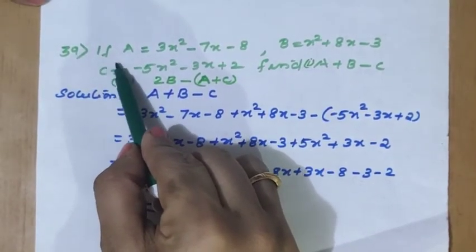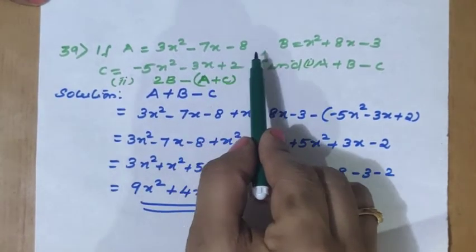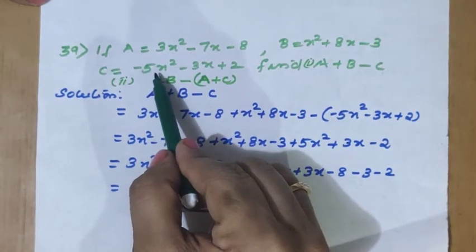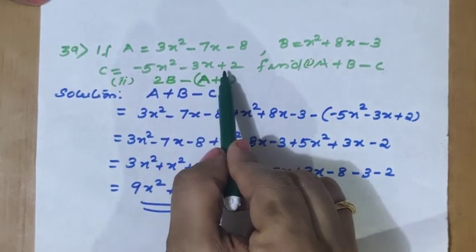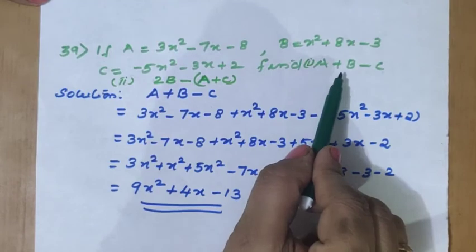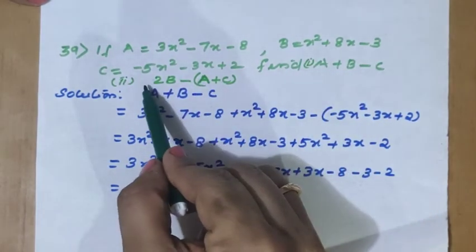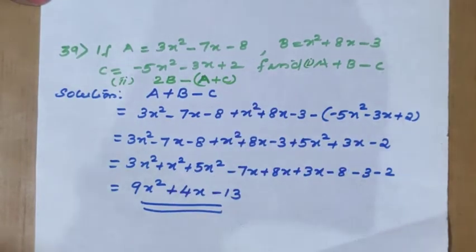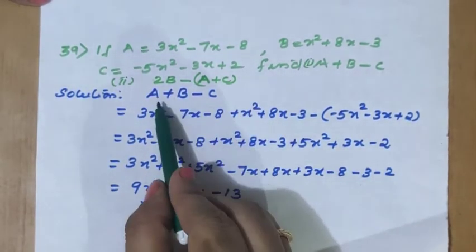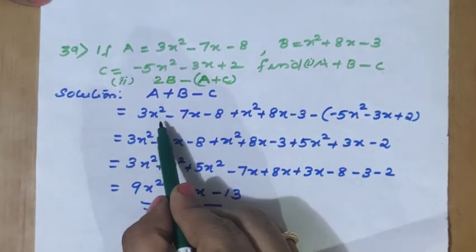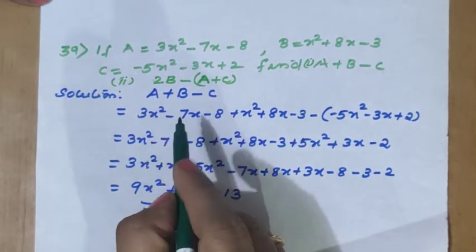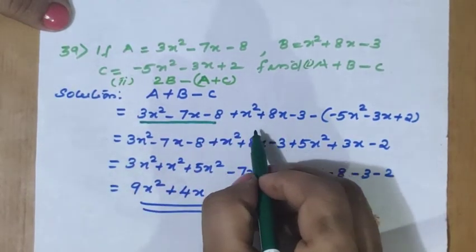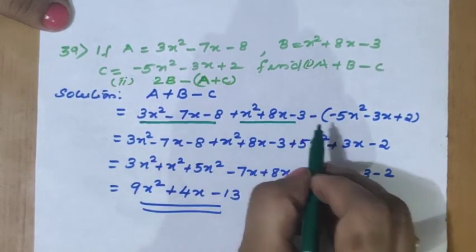Question number 39. If A equals 3x square minus 7x minus 8, B equals x square plus 8x minus 3, and C equals minus 5x square minus 3x plus 2, find first, A plus B minus C, and second, 2B minus (A plus C). Let us see the first part, A plus B minus C. For A plus B there is no change of sign. A is 3x square minus 7x minus 8. B is x square plus 8x minus 3.